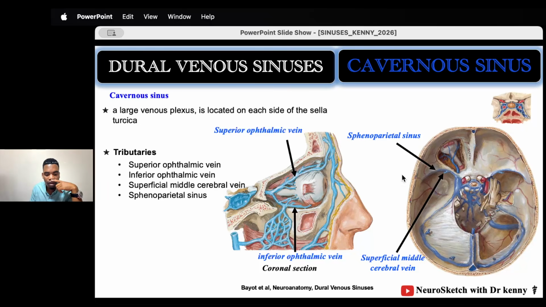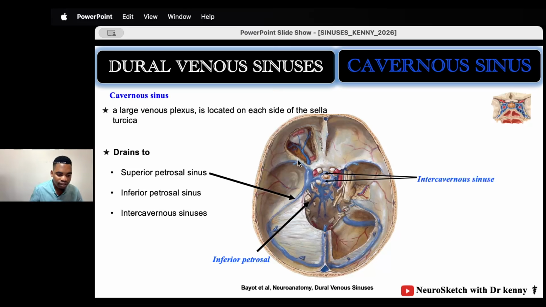But also, we have the sphenoparietal sinus, which runs along the upper border of the lesser wing of the sphenoid bone, and it also drains its blood to the cavernous sinus. We also have another vein here, called the superficial middle cerebral vein, which also empties blood into the cavernous sinus. Is this very important? Well, maybe or maybe not. And then let's see how this blood is carried away from the cavernous sinus.